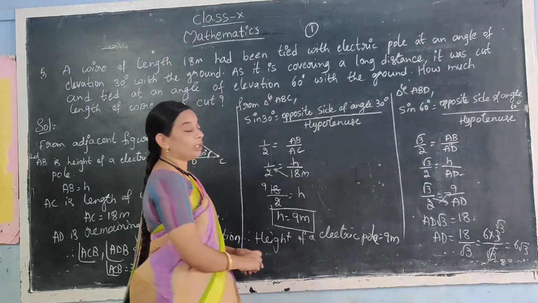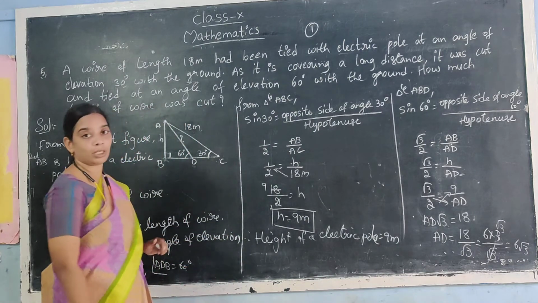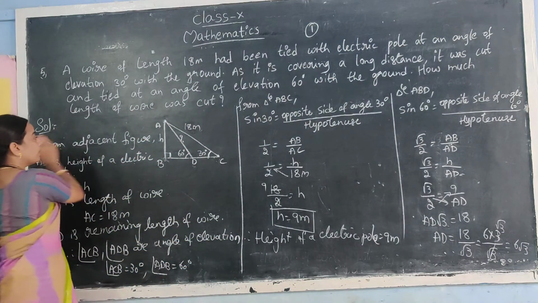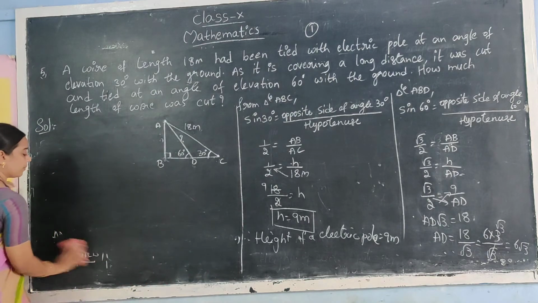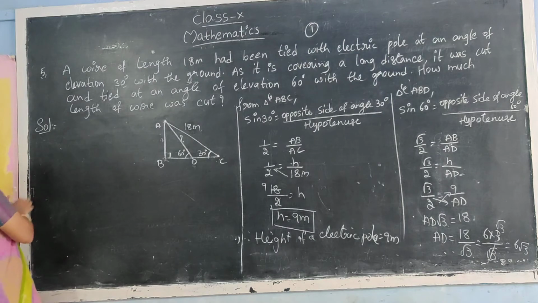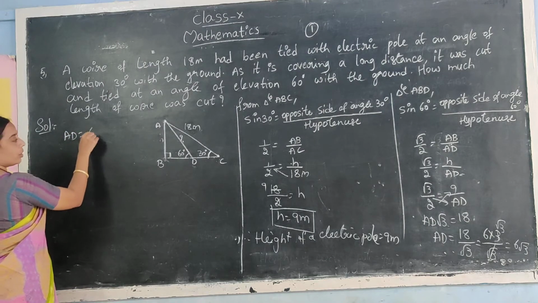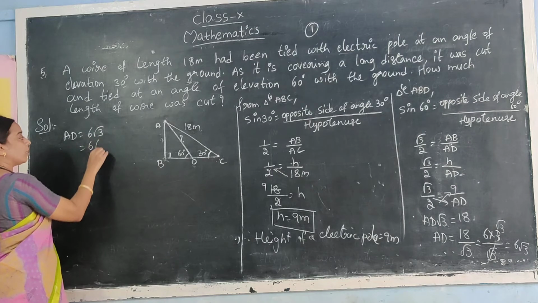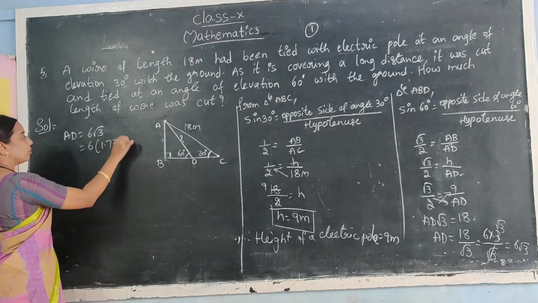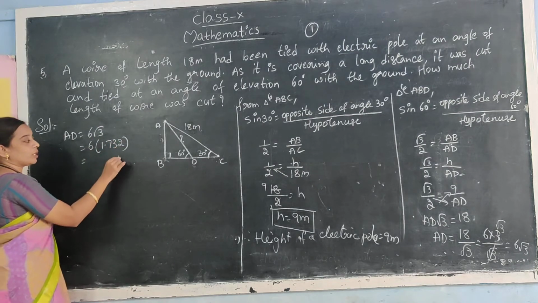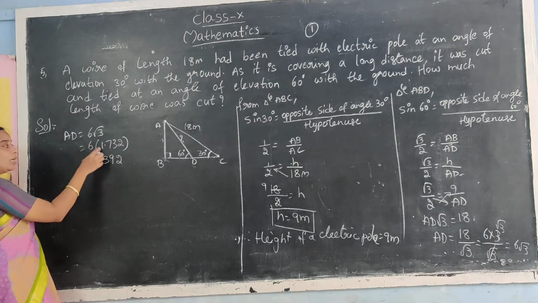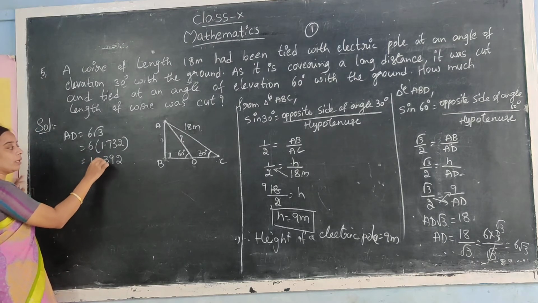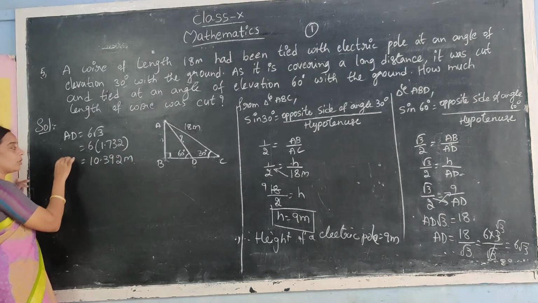But already you know the root 3 value is 1.732. Now calculate that. Now AD is equal to 6 root 3 meters. So everyone knows root 3 value is 1.732. Now multiply these two. 6 twos are 12. 6 threes are 18 plus 1, 19. 6 sevens are 42 plus 1, 43, 4 remaining. 6 ones are 6 plus 4, 10. So it is 10.392 meters. So that is AD.